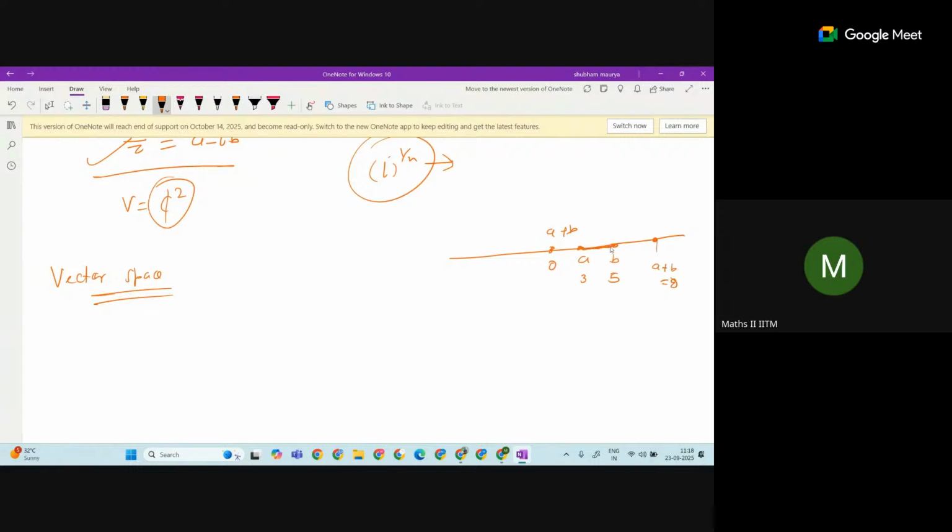Means you are able to add these numbers, and adding these two represents another number on the line. Means you are able to play with real numbers, right? You can add, you can multiply, you can subtract. So what it means is that the real numbers are a kind of space. Suppose for the time being it is your home. Let's say this is my home.